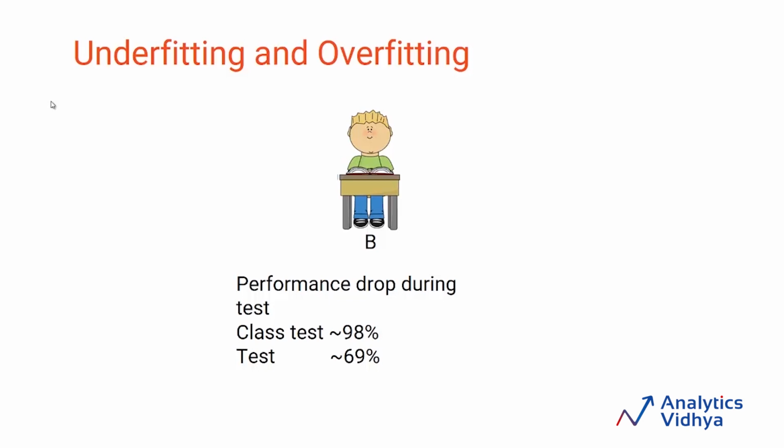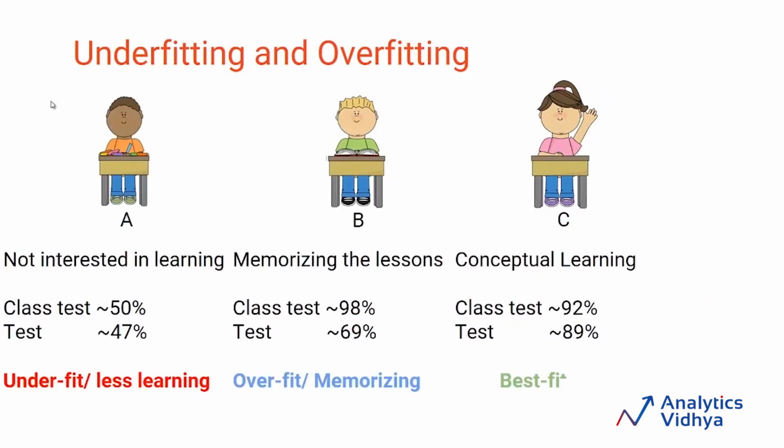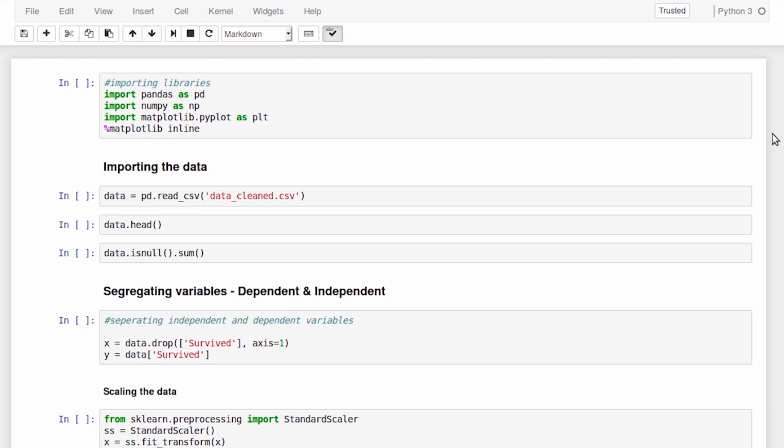Now, student C followed the problem solving approach and learned how to solve the questions. As a result, her performance was decent and consistent both the times. This is the optimal performance that we should be expecting, or the best fit, often called as optimum learning. Now, in this video, we have given you an intuition about what underfitting, overfitting, and best fit are. Now, we'll understand these concepts with respect to machine learning model.